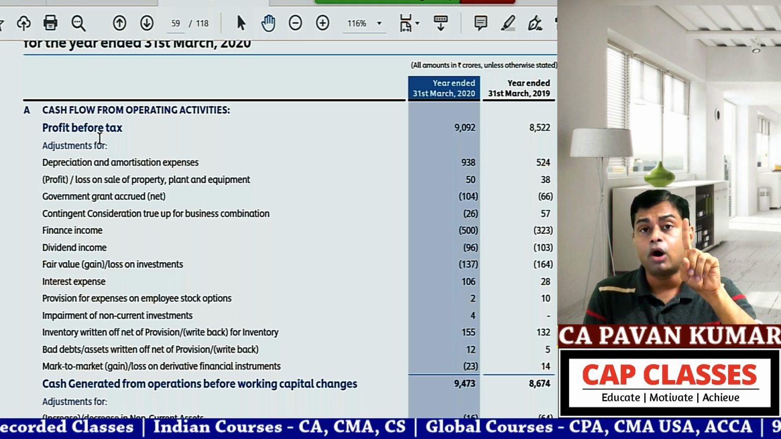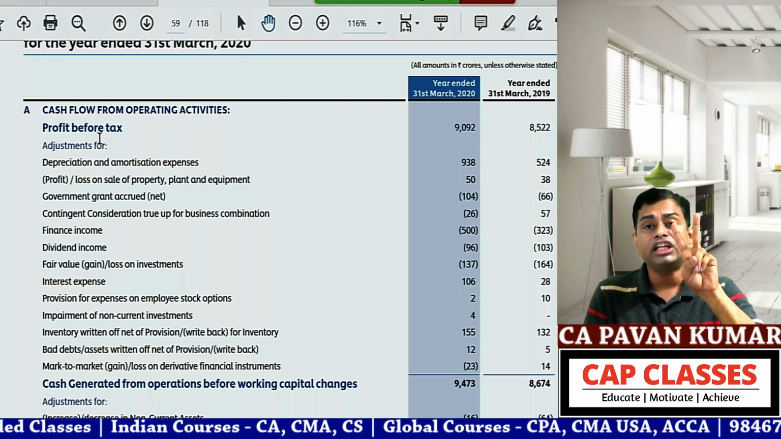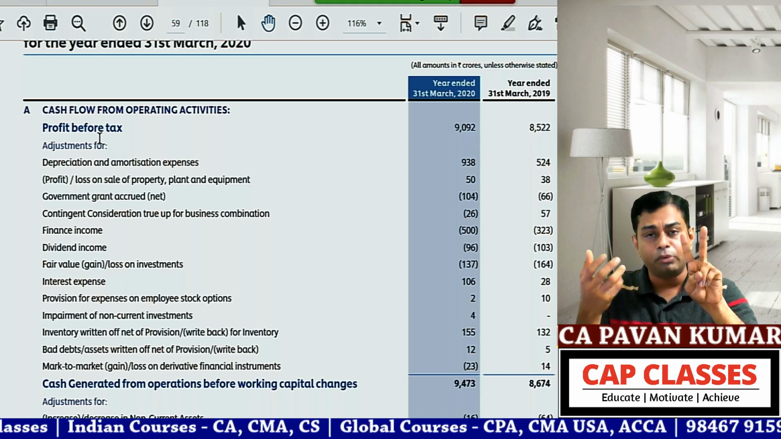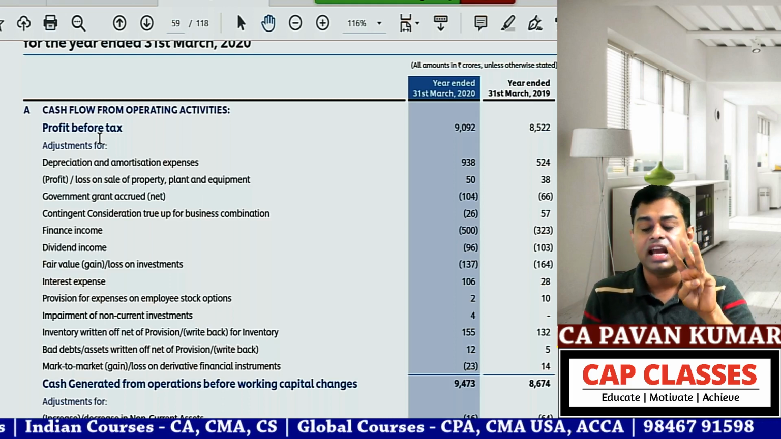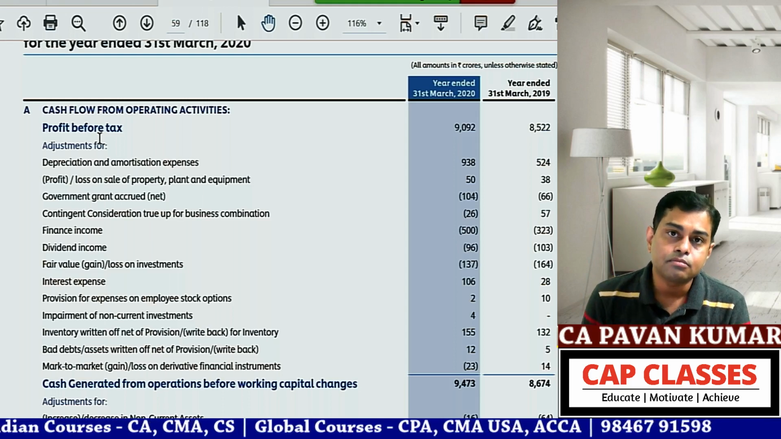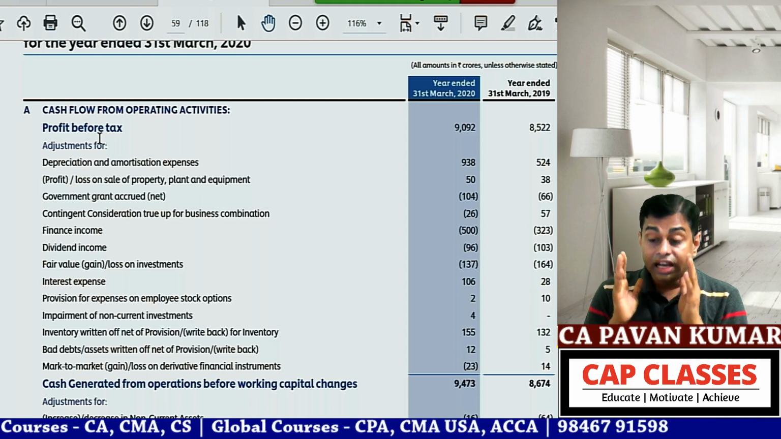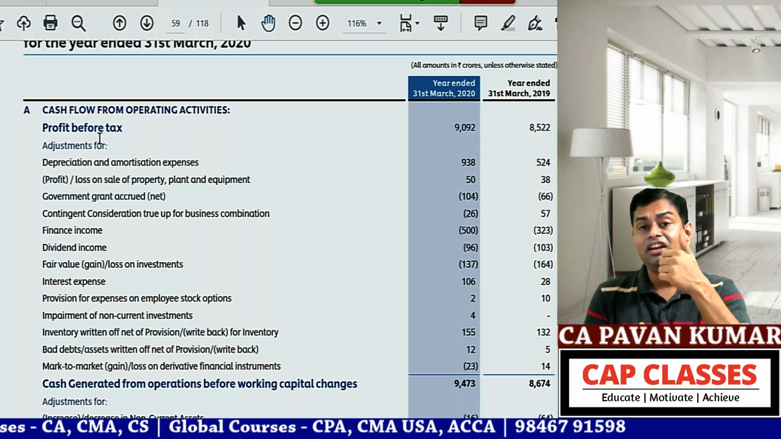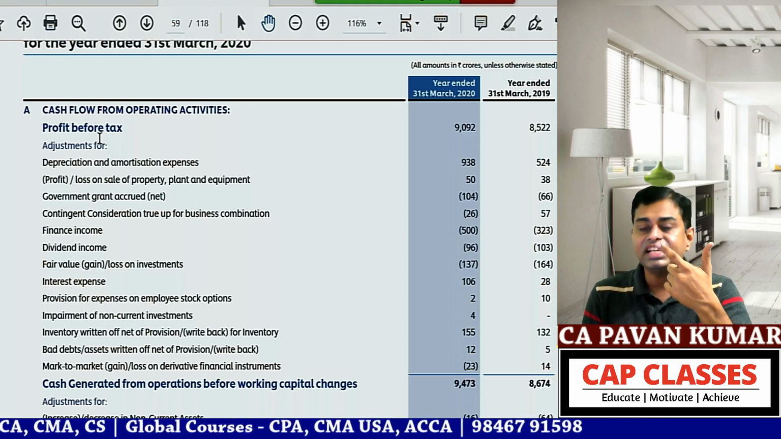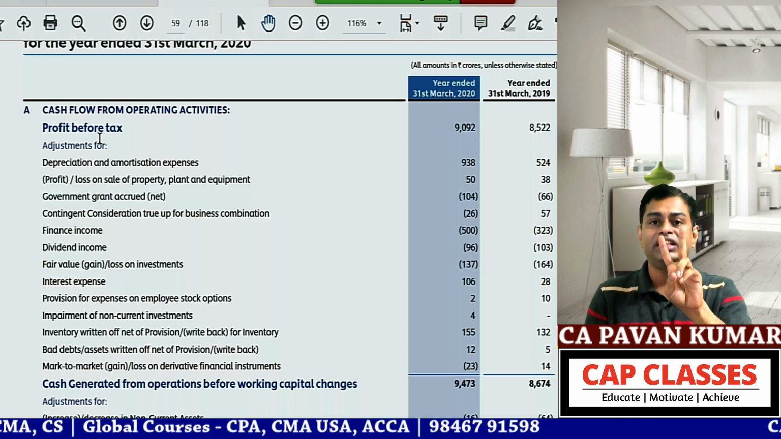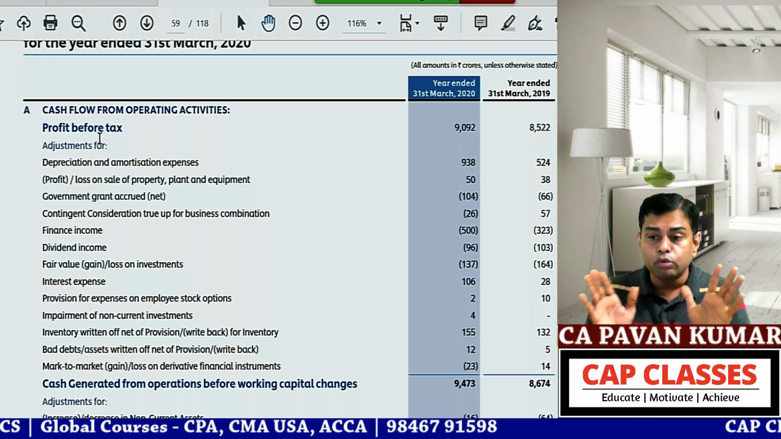So cash flow from operating activity, positive, negative. Cash flow from investing activity, inflow, outflow, positive, negative. Cash flow from financing activity, positive, negative. You understand? In investing activity and financing activity, there are no two methods. There is only one method.